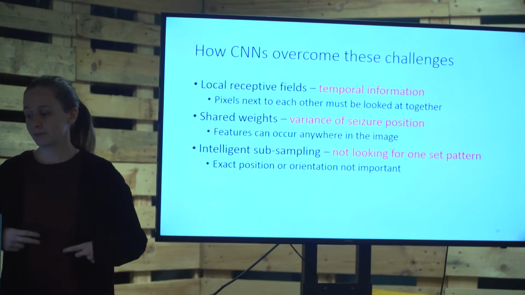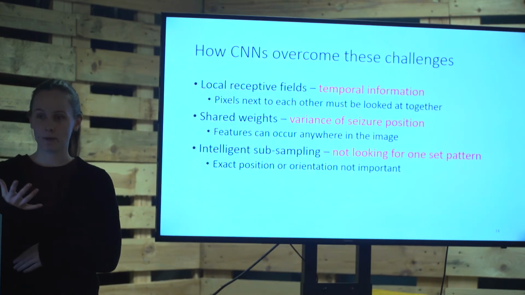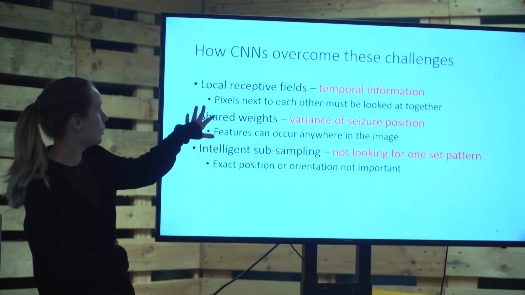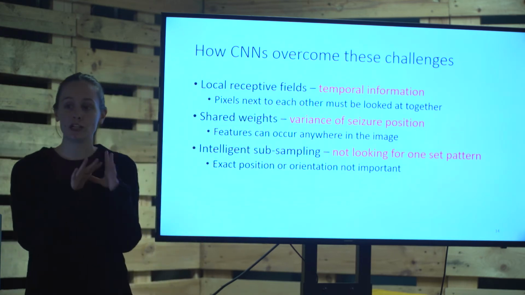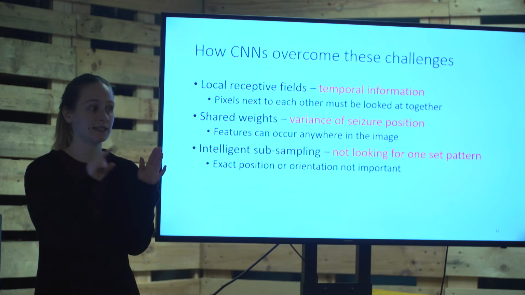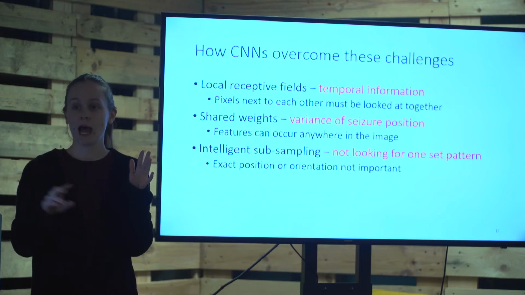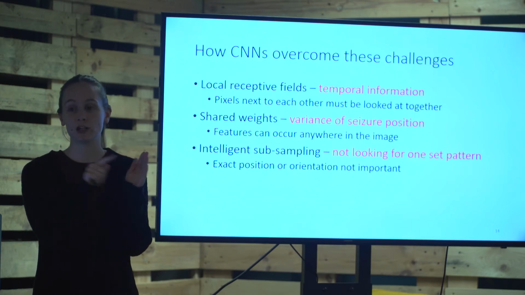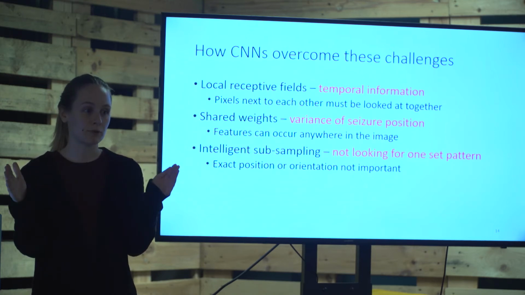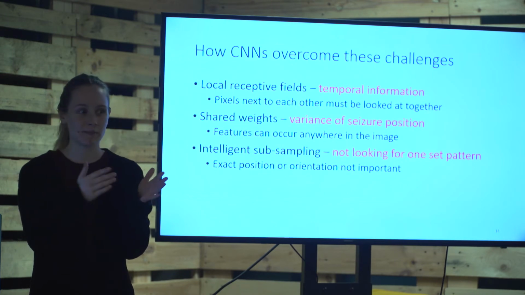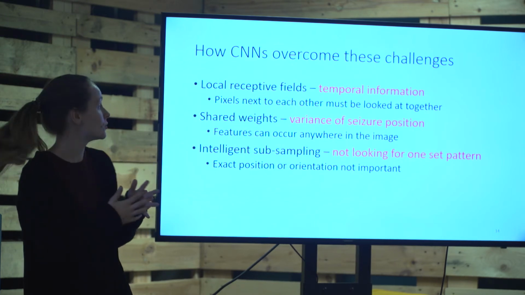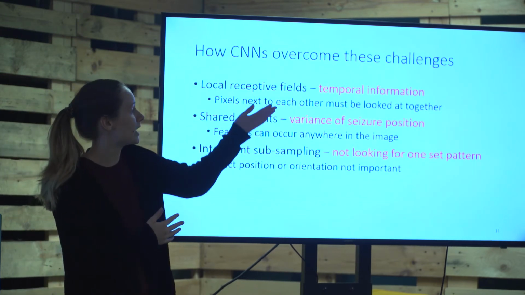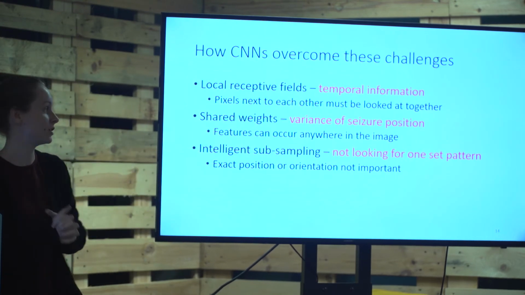So how do we overcome these seizure problems that we talked about earlier? The local receptive fields mean that we're actually looking at temporal information in the EEG signal. The EEG is a temporal signal, and because we have locally connected weights, the spatial relationship is important. And because it's a temporal signal, the spatial relationship actually means temporal relationship. So that's helping us there. Those local receptive fields are helping us learn a little bit of temporal information.